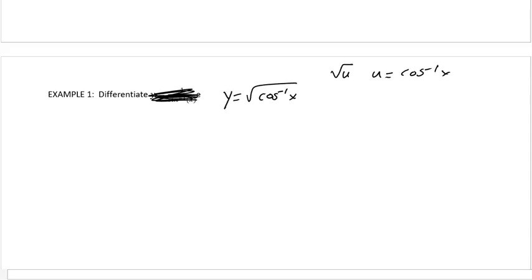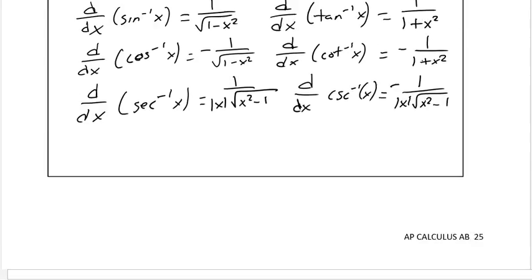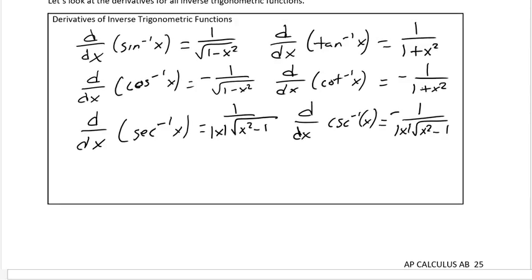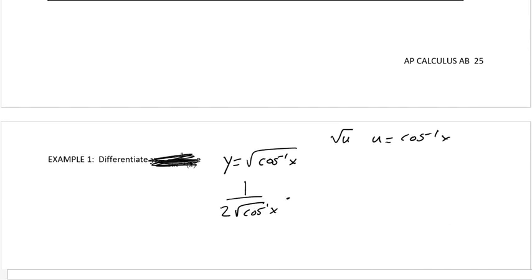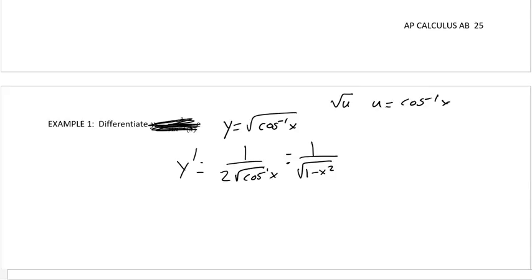So the derivative of the outside would be 1 over 2 times the square root of inverse cosine of x, times the derivative of the inside. The derivative of the inverse cosine, we just learned that, back up here, is negative 1 over the square root of 1 minus x squared. That is y prime here. Now there's not much simplifying that you could do other than combining the two fractions into one, multiplying the denominators and the numerators, but you're not going to really simplify it all that much. That is our derivative.